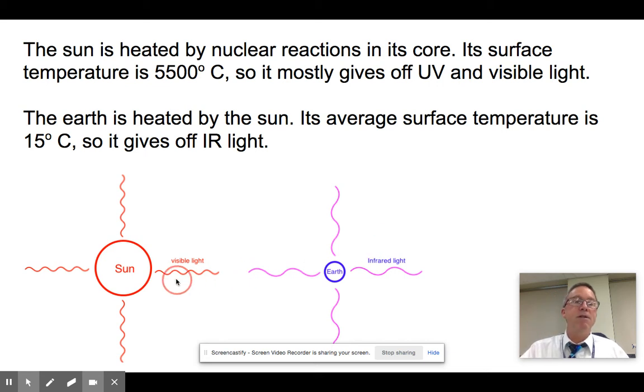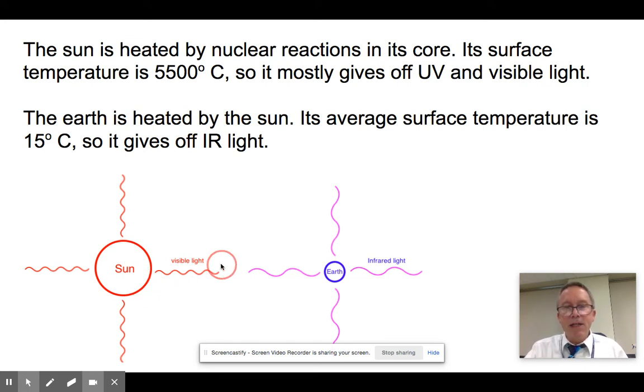Now, the surface of the sun is about 5,500 degrees. The core is over 10 million. But at the surface, the atoms are jiggling fast enough that they make the kind of light our eyes see. They make white light. So all the spectrums are visible, plus ultraviolet, plus infrared.